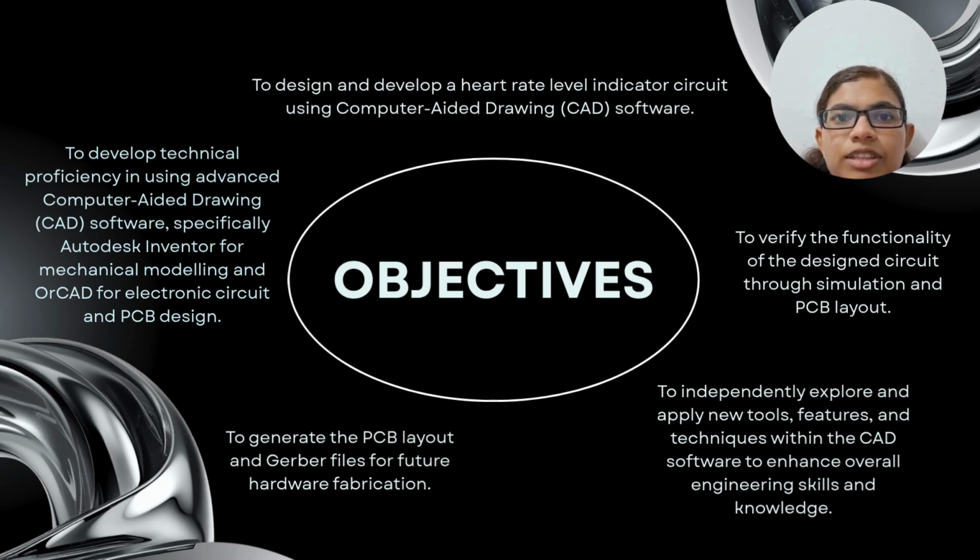The primary objectives of this project are to design and develop a heart rate level indicator circuit using computer aided drawing software, to develop technical proficiency in using advanced computer aided drawing software, specifically Autodesk Inventor for mechanical modeling and OrCAD for electronic circuit and PCB design, to verify the functionality of the designed circuit through simulation and PCB layout, to independently explore and apply new tools, features, and techniques within the CAD software to enhance overall engineering skills and knowledge, to generate the PCB layout and Gerber files for future hardware fabrication.